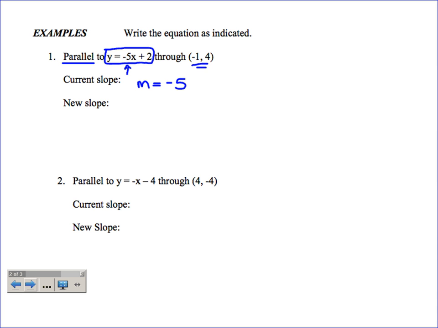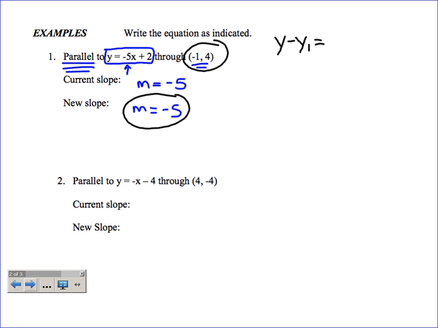A lot of people will say negative 5x. Truly the slope is just m equals negative 5. Since it is parallel, they'll have the exact same slope when we work on this. On this other side, we're now going to insert this information into the point-slope form, because we're given a point, and now we're given our new slope, which is the same slope.